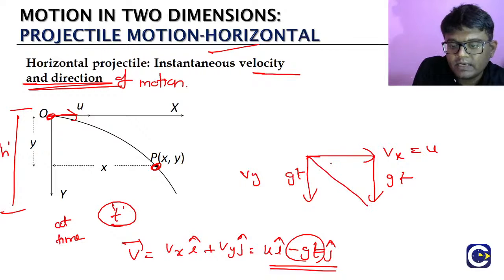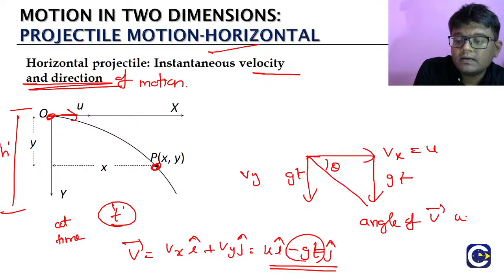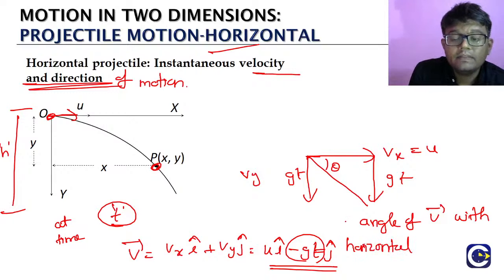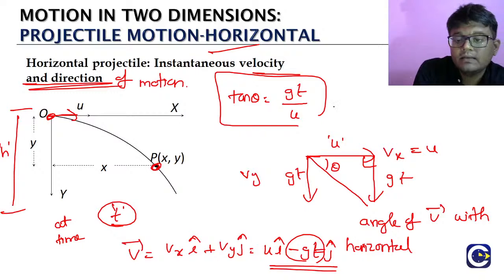Now if you want to tell this angle theta, it is the angle of the v bar with the horizontal. So look at this from the right angle triangle, right? What is tan theta? Tan theta is opposite, which is gt, by base, which is u. Okay, so this is going to give us the angle. And remember one thing, this angle is going to be measured downwards.